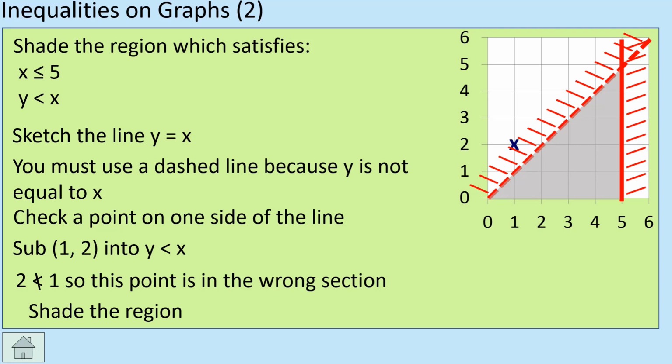All right, so go away, practice. Please do practice this particular one. It's good for practicing drawing straight lines. It's good for obviously checking your inequalities and understanding. And of course, the more you practice, the better you get.